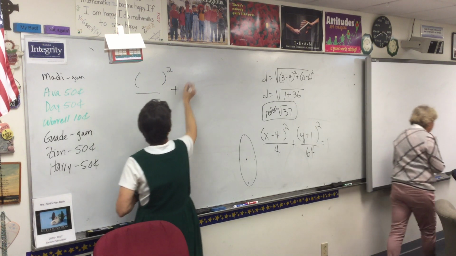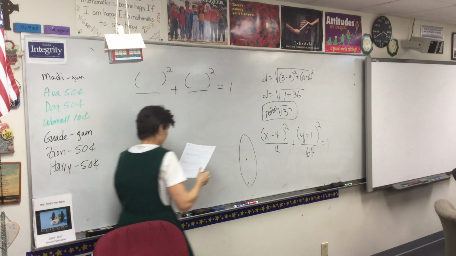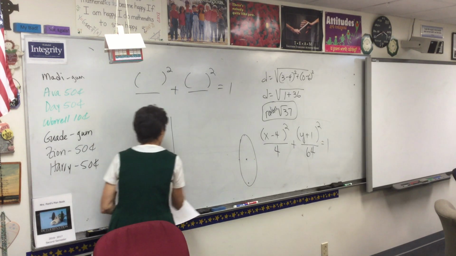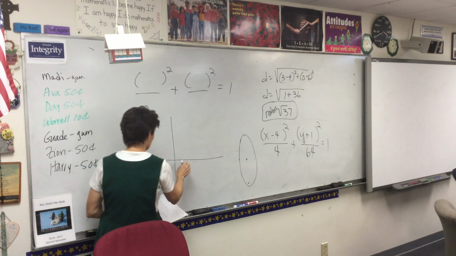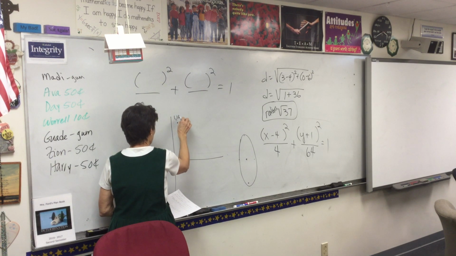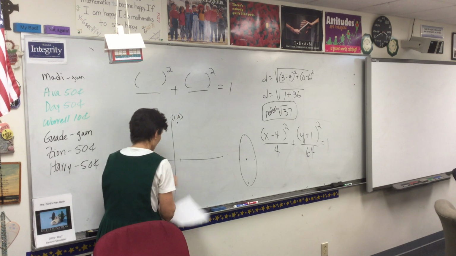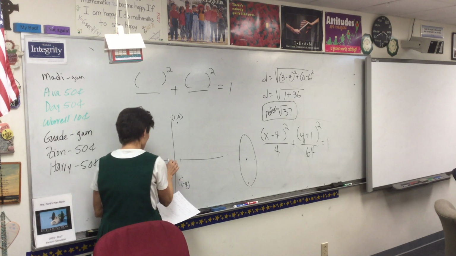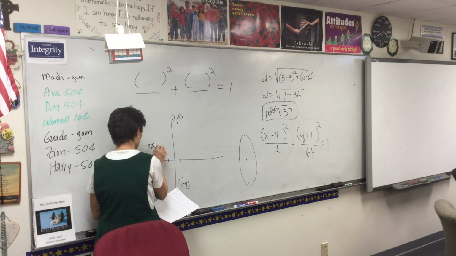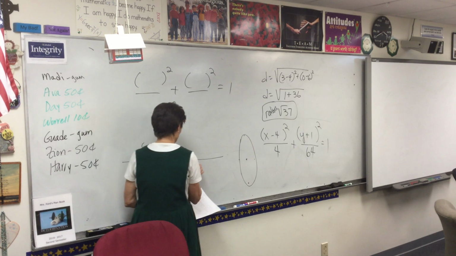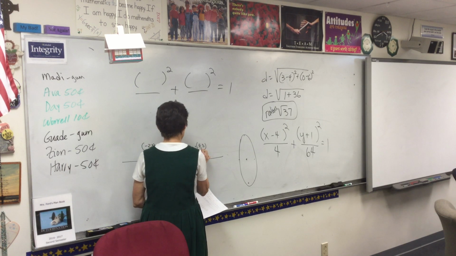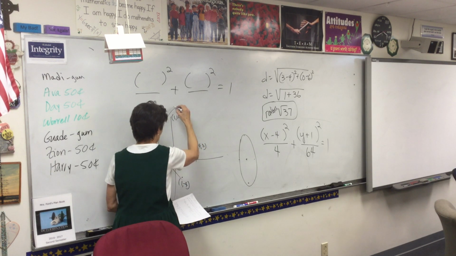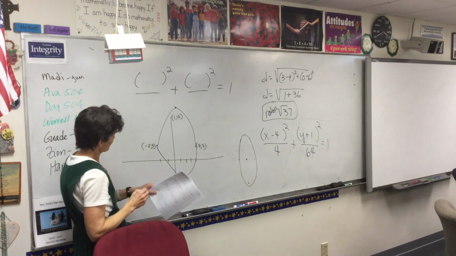So we know what it looks like. It doesn't give me anything about the center, or does it? Can I figure out the center? They didn't tell me the center. I have (1, 10), and (1, -4), and (-2, 3), and (4, 3). So there's my ellipse, sort of.